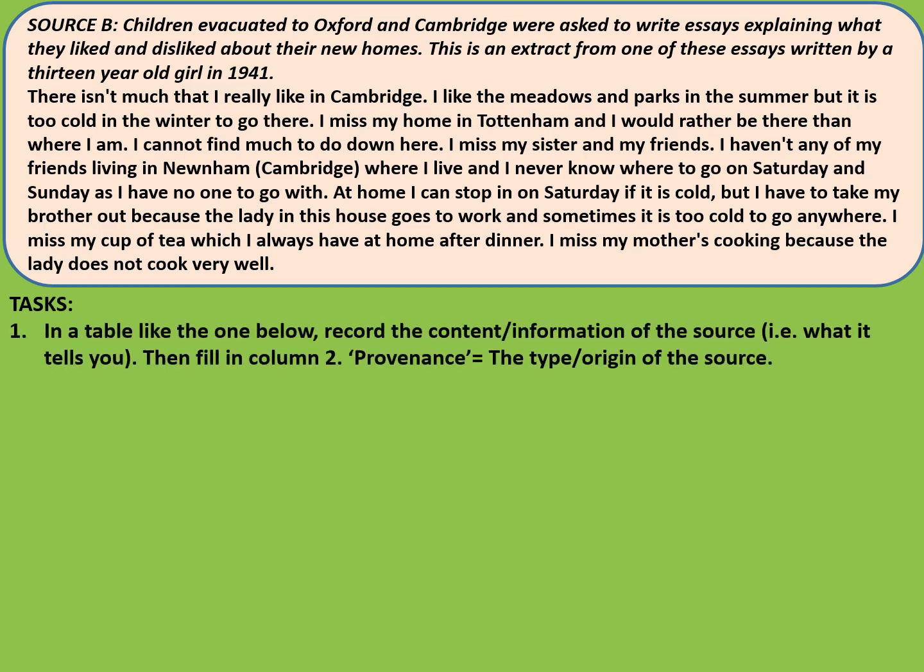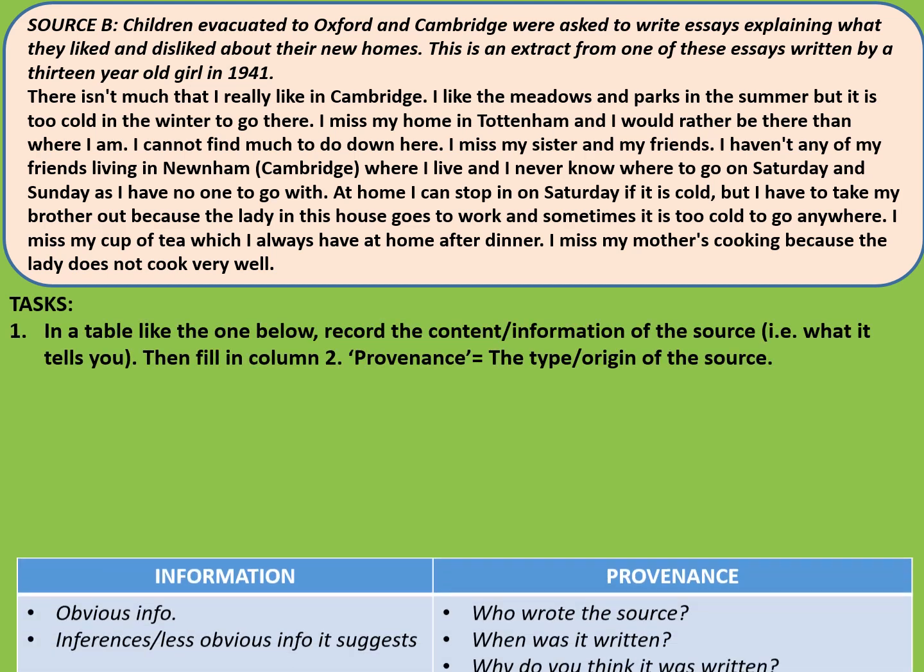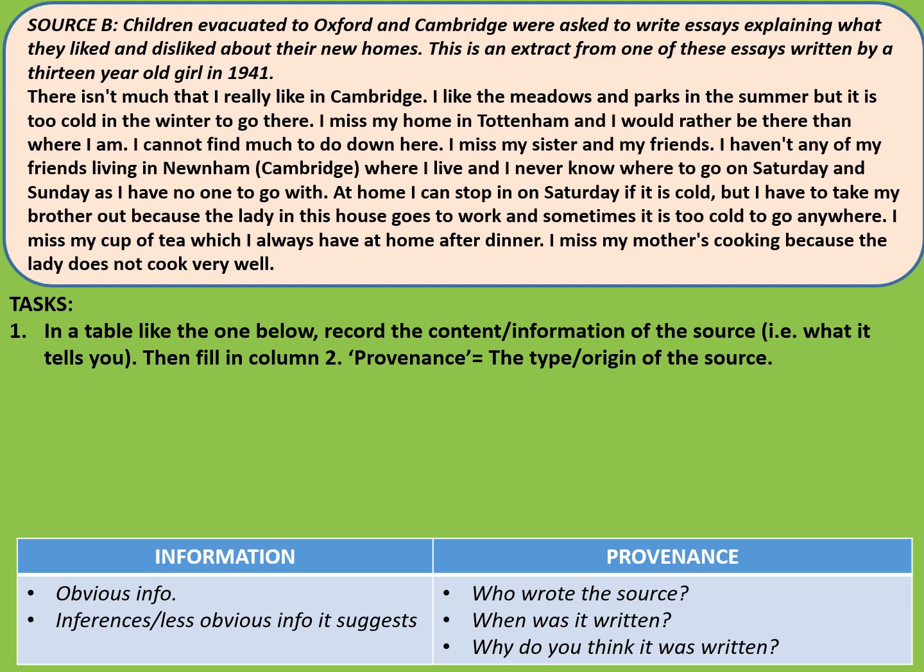The task this time is, in a table like this one below, record the content or information from the source. For example, what it shows you. Then fill in column 2, provenance. This means the type and origin of the source. I've included some bullet points which give you an indication of what you should include in each heading. So for information, you should look at the obvious information, is she happy, what's she getting up to, and the inferences and less obvious info it suggests. So what does this suggest about the girl's reaction to evacuation and what she would like to be doing?